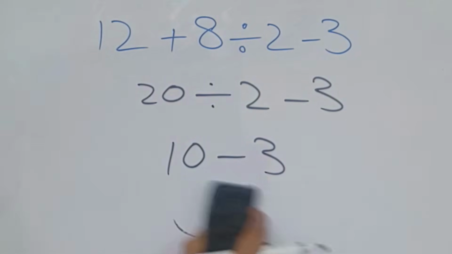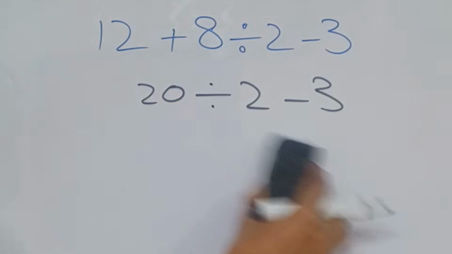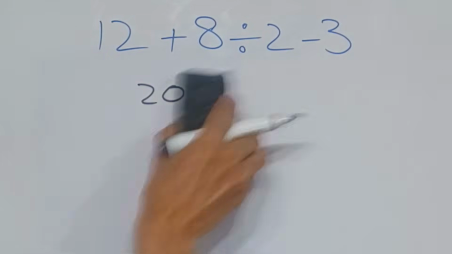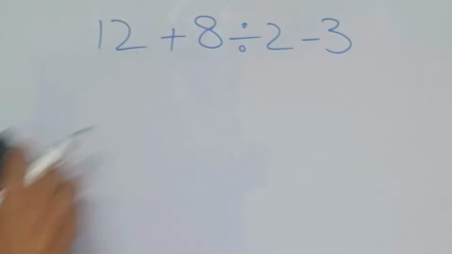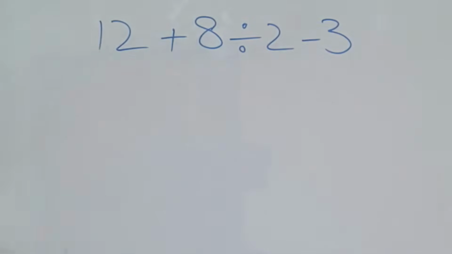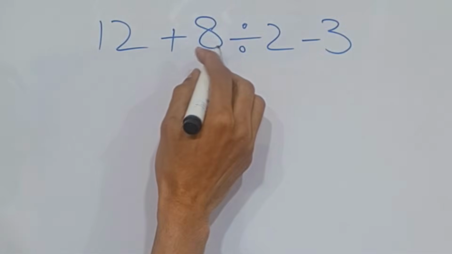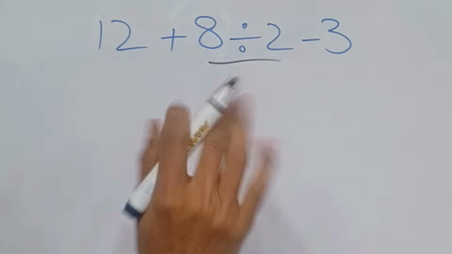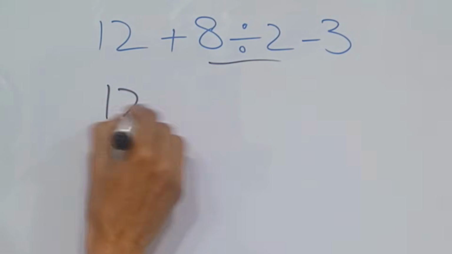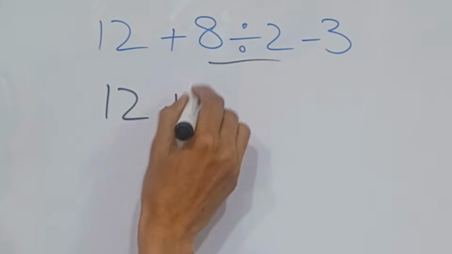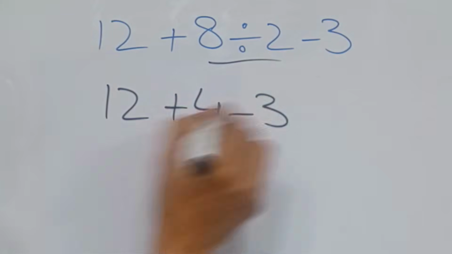So now let's solve it correctly. Follow the order of operations. We use PEMDAS rule, right? Divide first, right? Not multiply. Okay, 12 plus 8 divided by 2 equals 4 minus 3.